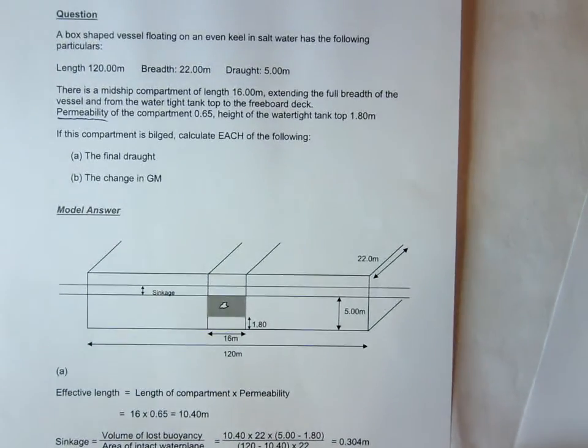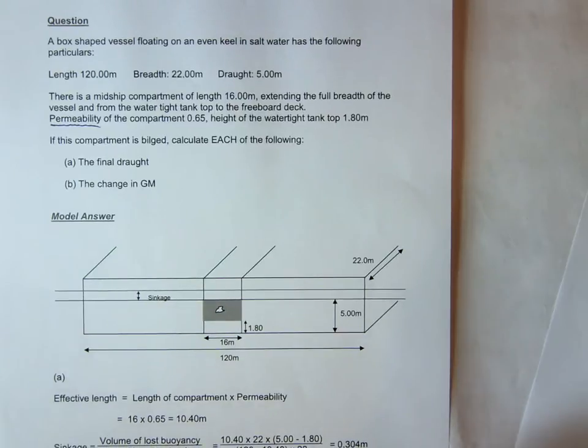Then we're asked for the final GM. Well, we're not given any KGs, because normally, GM is KM minus KG. But what we do know is the KG, the centre of gravity of the vessel, isn't going to change. So if we can find the KM of the vessel initially before being bilged, and we can find the final KM after being bilged, take one from the other, and that's the actual change in GM. It can also tell us whether it's reduced or increased.